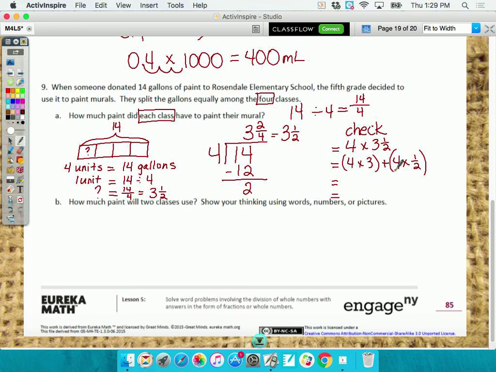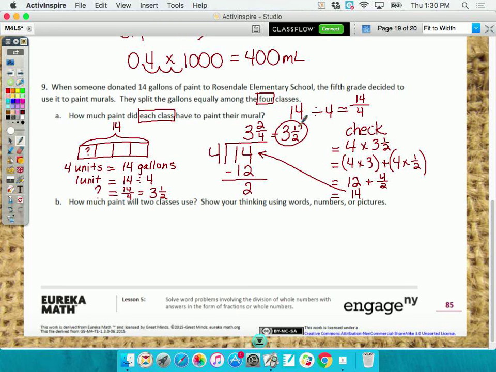Okay? So George said 4 times 3 is 12 plus 4 halves. 4 halves is the same thing as what whole number? 2. So 12 plus 2 is 14. Is that the number I started with? Okay, so 3.5 is my answer. Now, you need 3.5 to figure this out. Here's what it says. How much paint will 2 classes use? Show your thinking using words, numbers, or pictures.